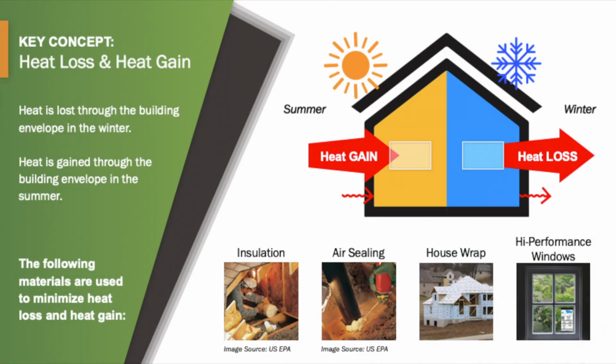Let's cover the next key concept, which involves heat loss and heat gain through the building envelope. Heat is lost through the building envelope in the winter. Heat is gained through the building envelope in the summer. We use heating equipment to replace the heat lost through the building envelope in the winter. Conversely, in the summer, air conditioning is used to remove the heat gained through the building envelope. Of course, HVAC equipment must be properly sized in order to do this work.